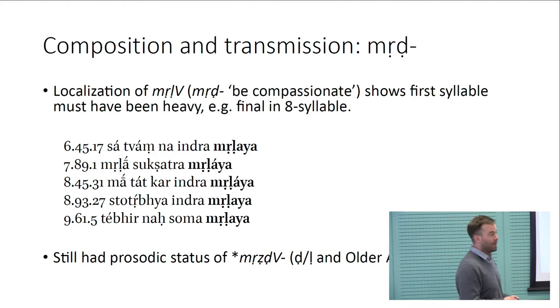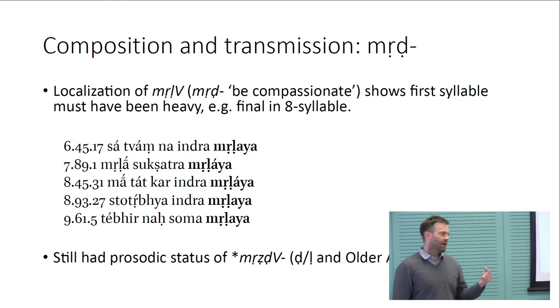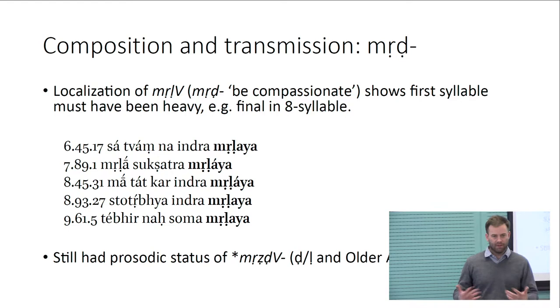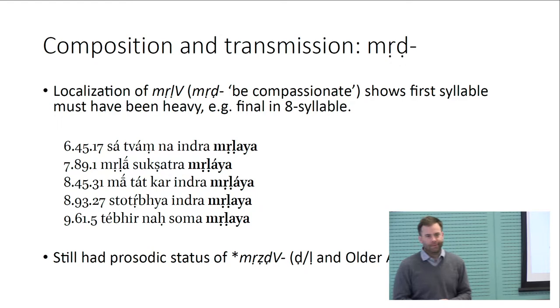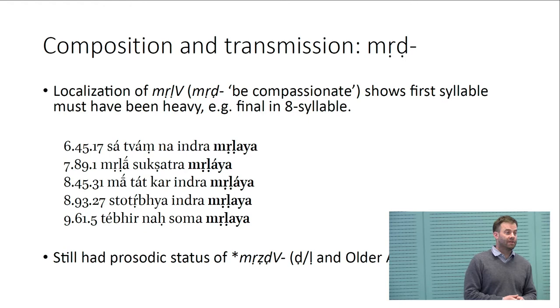And here, the fact that the D slash L is retroflex plus the Iranian evidence, where you find a consonant between the syllabic R and the D in Avestan, is going to motivate us to reconstruct something between the two forms for the Rig Veda, whatever that was. Certainly it still counted as a heavy syllable then.